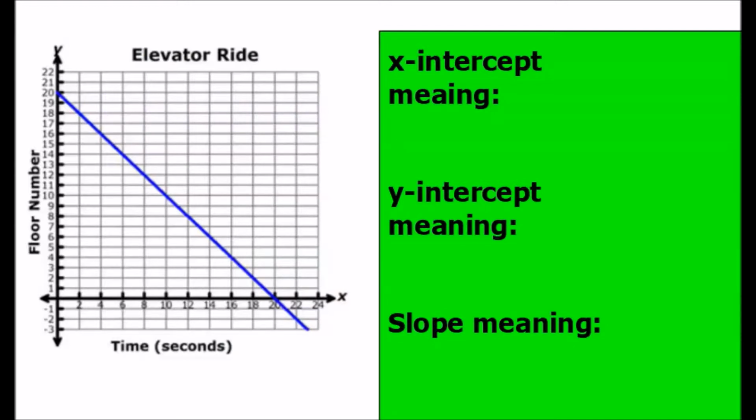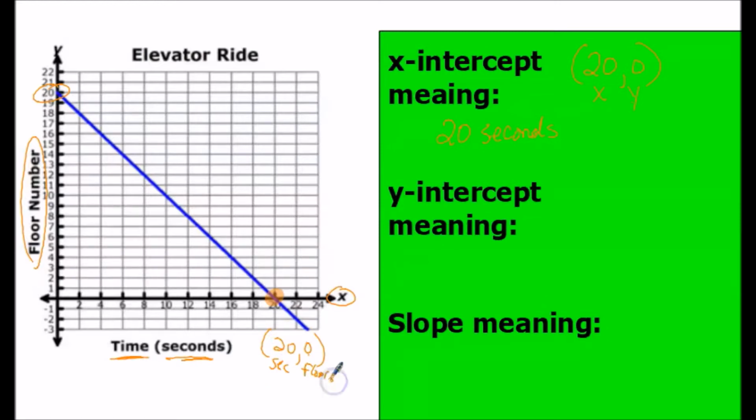X-intercept, what's the meaning? So, I'm just going to go up in here. X-intercept, here it is. And I know my x-intercept, if I write it out like this, so my x-intercept is 20, 0, x, y. What does that mean? Well, 20 is on the x, so what's the word? 20 is time in seconds. So I've got 20 seconds, and then it's 0. What's the y? Y stands for the floors. So in 20 seconds, I'm at 0 floors.